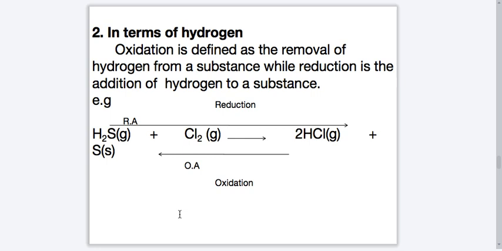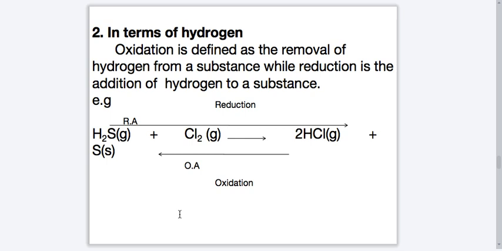That's the second example. Also, you can define these terms in terms of hydrogen. How do we do that? You can define oxidation as the removal of hydrogen from a substance, taking it away, while reduction is when you add hydrogen to a substance. Again, in oxidation you are removing hydrogen from a substance; in reduction, you are adding hydrogen to the substance.